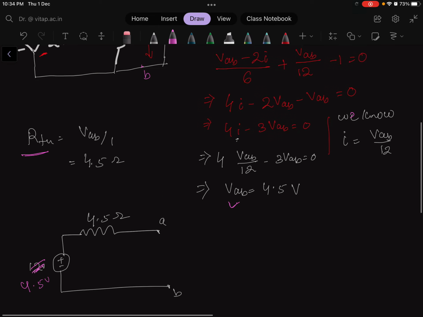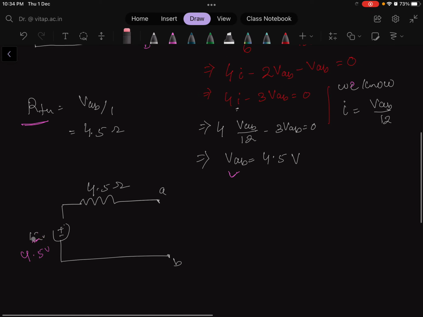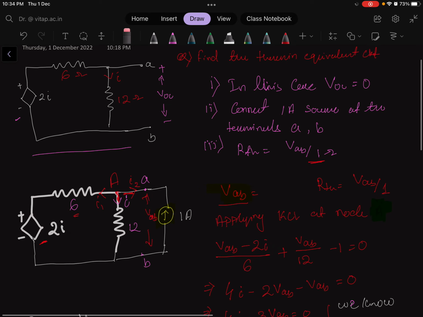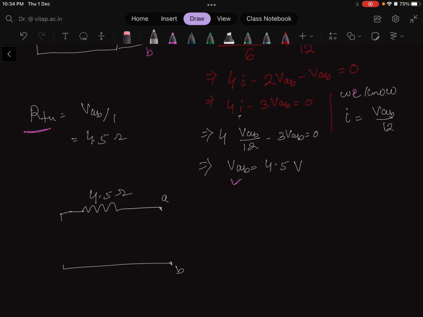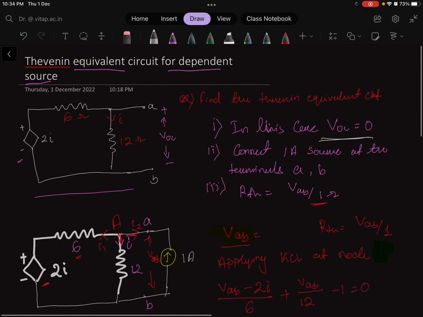Okay, there is one mistake here, so let me clarify that. If there is a dependent source, the first point here is that in this case the VOC will be equal to 0. So there will be no voltage source here. It will be directly connected, only one RTH value will be here, there will be no VOC value, because for a dependent source the VOC value that we have considered is 0.